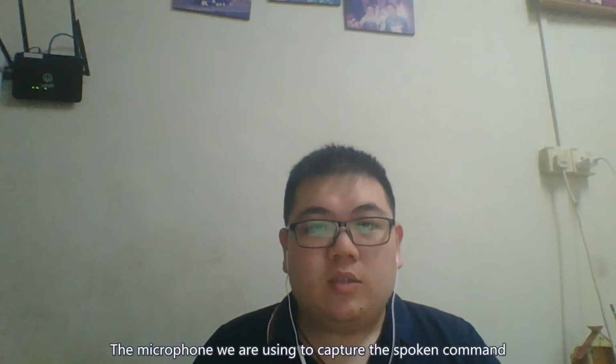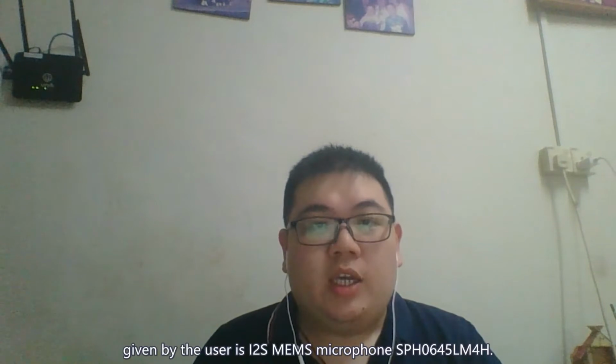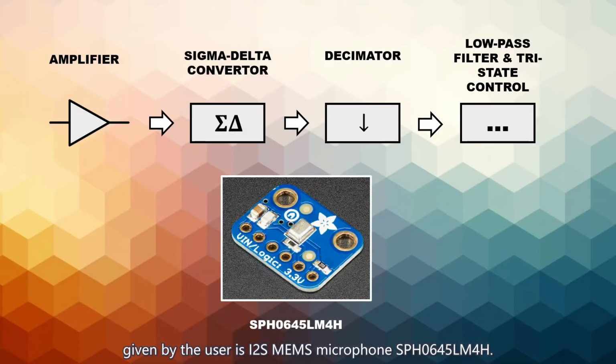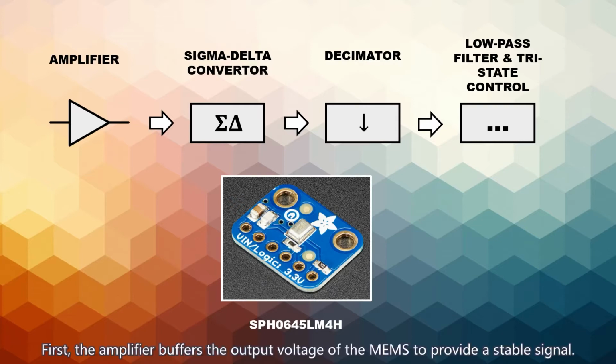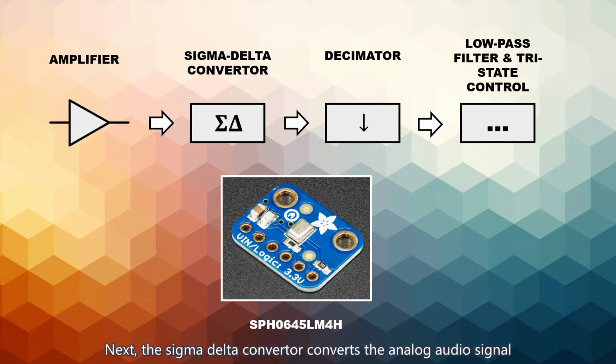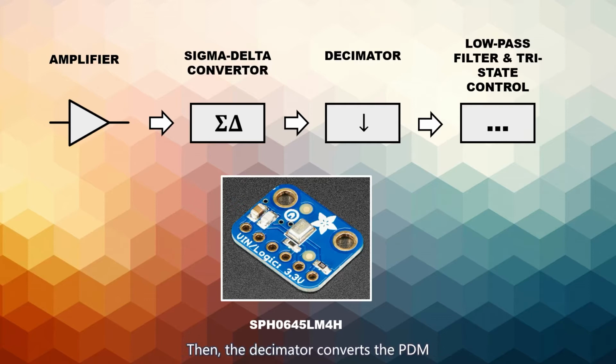The microphone that we are using to capture the spoken command given by the user is the I2S MEMS microphone SPH0645LM4H. First, the amplifier buffers the output voltage of the MEMS to provide a stable signal. Next, the sigma delta converter converts the analog audio signal into a pulse density modulated signal. Then, the decimator converts the PDM to a multi-bit pulse code modulated signal, PCM. And finally, there are a low-pass filter and tri-state control, which remove high-frequency components in the signal and determine whether the data pin is driven respectively.